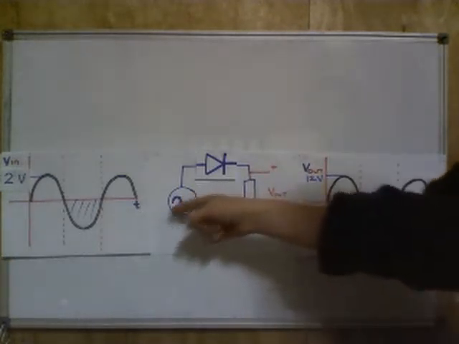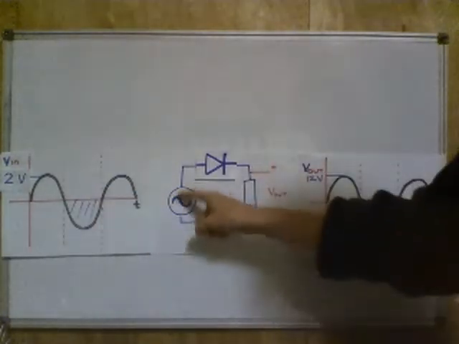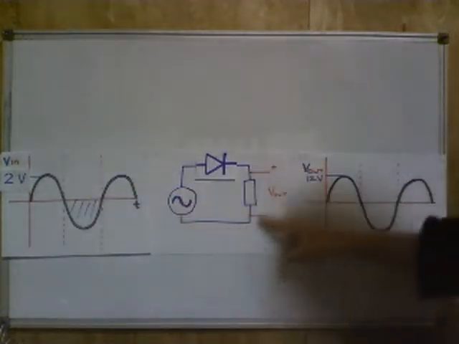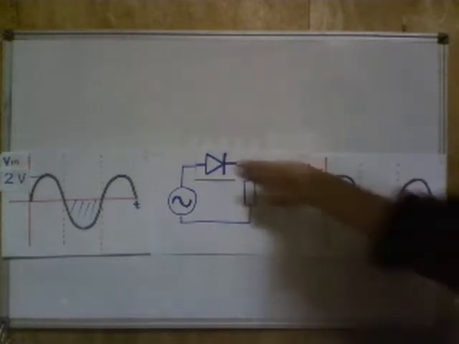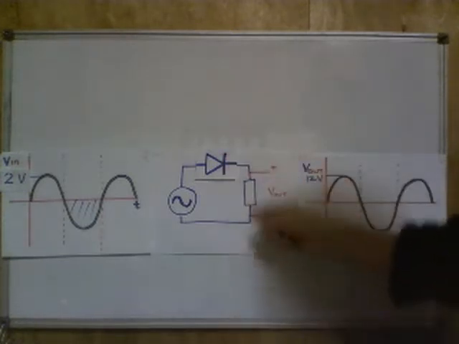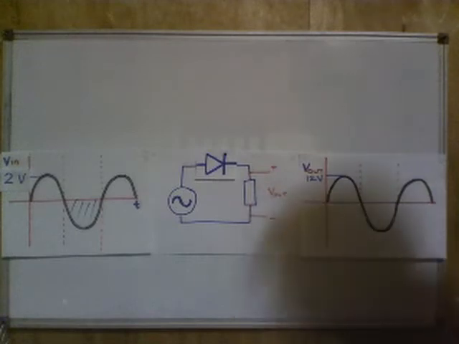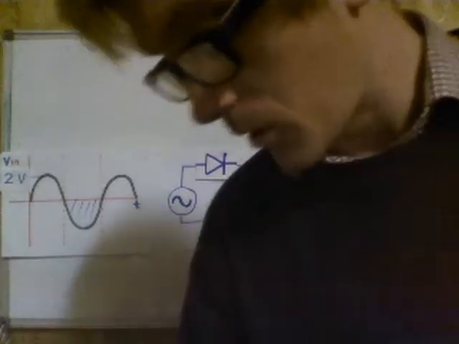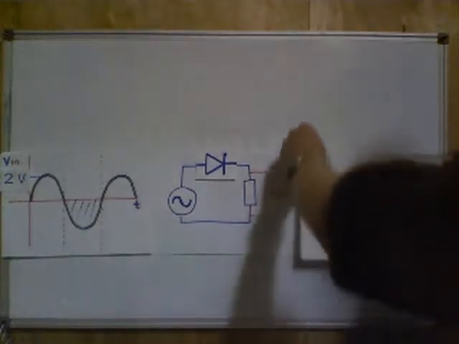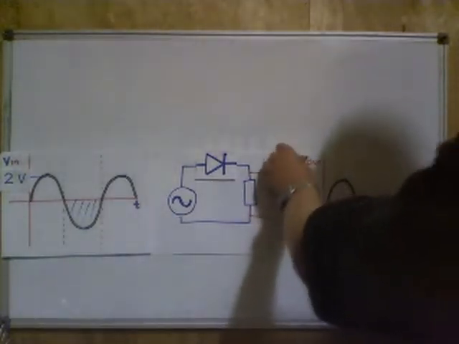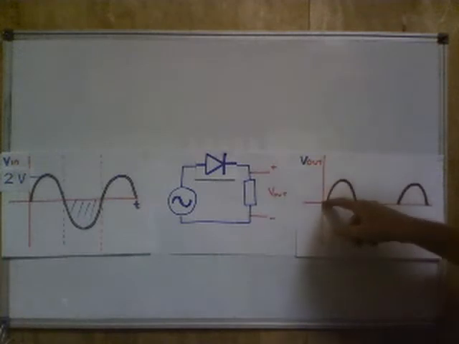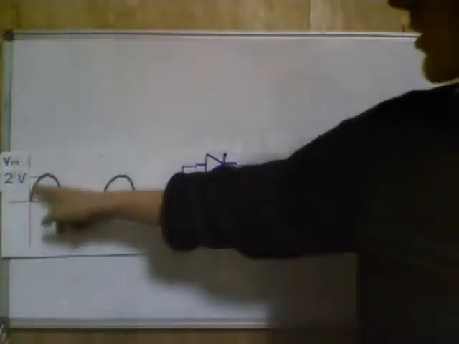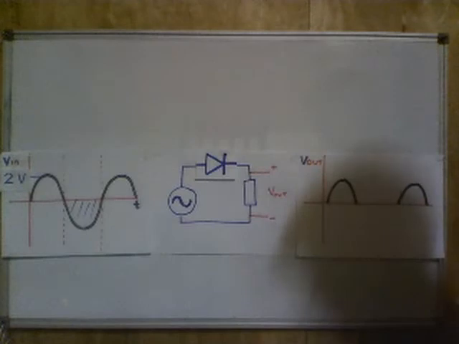If, however, the input voltage is negative, conventional current will try and push back in this direction and won't be able to flow. Okay? When that occurs, there'll be no current flowing through this resistor, and by V equals IR, if the current through the resistor is 0, then the voltage across the resistor is also going to be 0. And we can see that here. This output voltage now will only contain the positive sections of the input voltage.